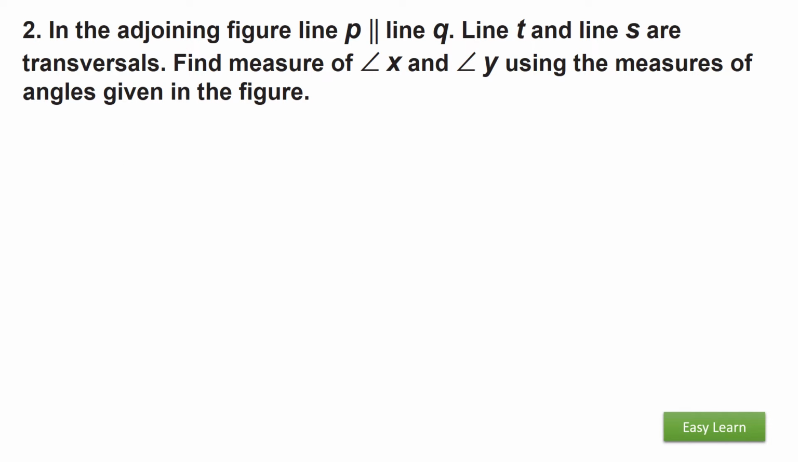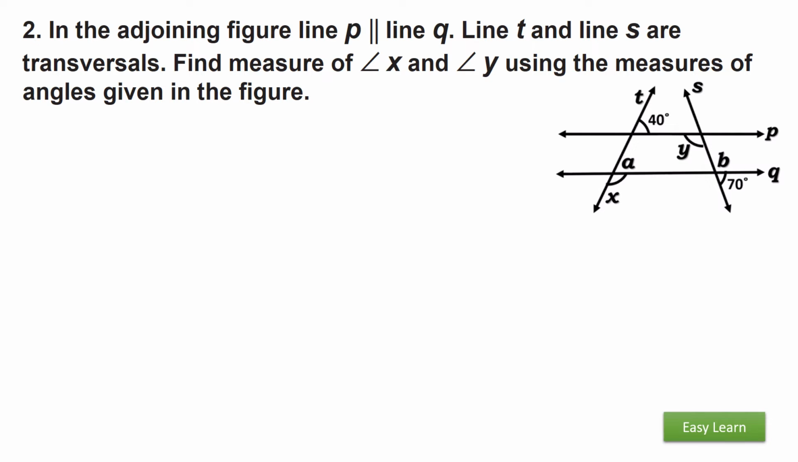Question 2. In the adjoining figure, line P is parallel to line Q, line T and line S are transversals. Find measure of angle x and angle y using the measures of the angles given in the figure.